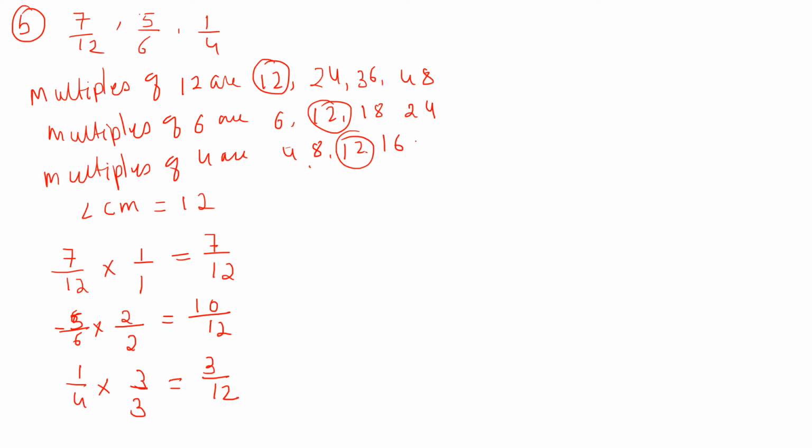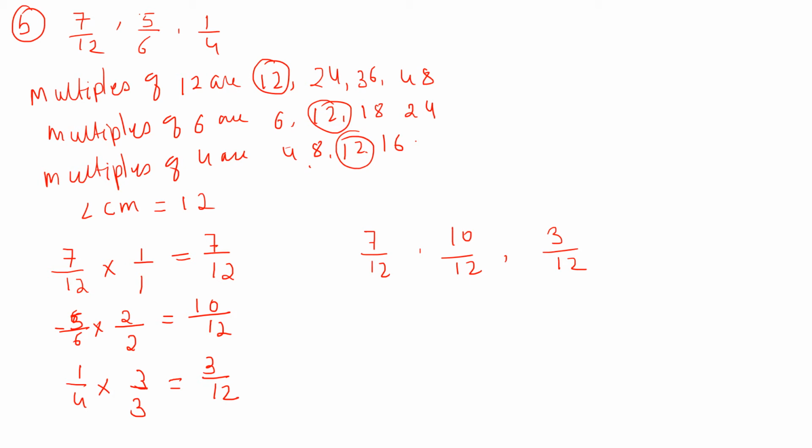So now the fractions are 7 by 12, then 10 by 12, then 3 by 12. Now see, all these fractions are like fractions because the denominators are the same. Now we have to arrange in ascending order. Ascending order means small to big.